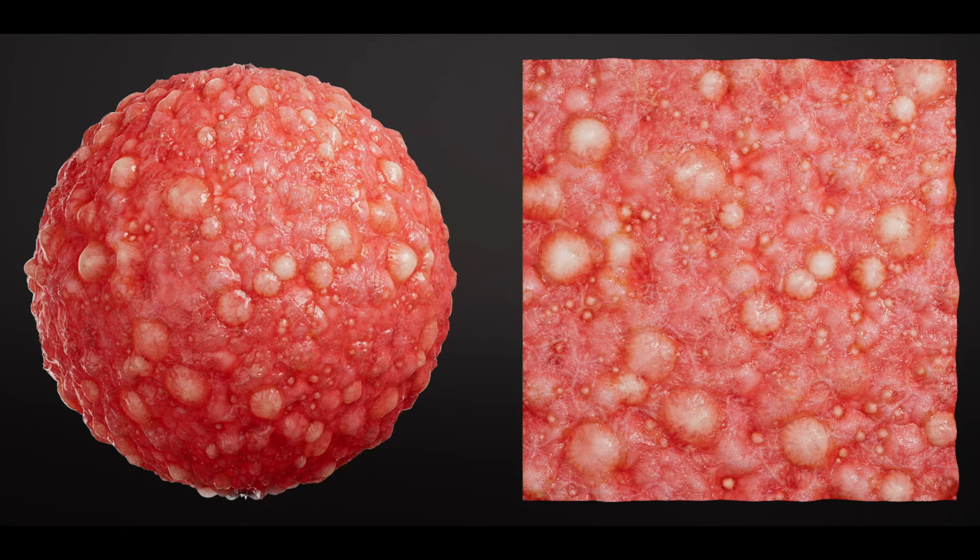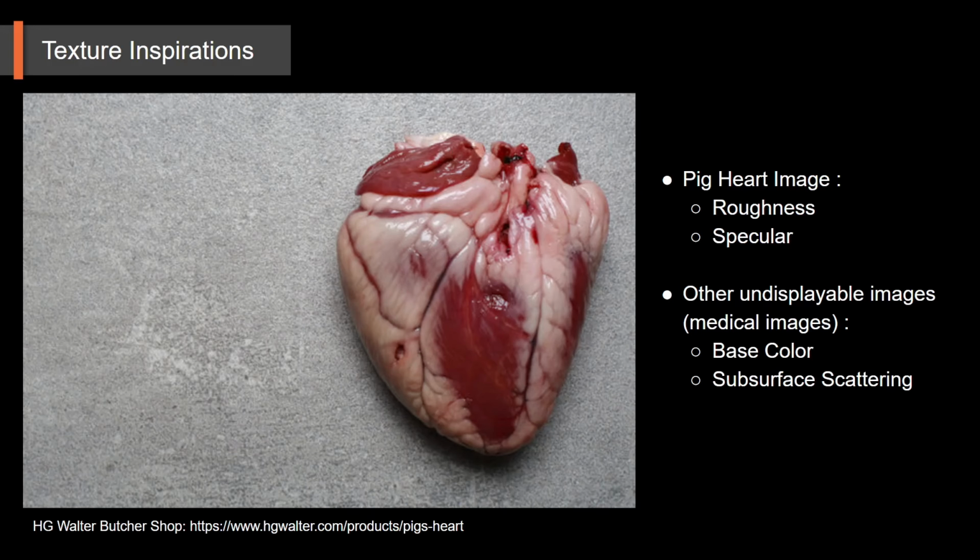My basic goal was just making something very gross, disgusting, and also organic. And here are some references. This one is from a butcher shop, and I studied roughness and specular. This is not a human heart, this is a pig heart. And there are also some undisplayable images, which are medical images, but I don't want to shock you. But I studied base color and subsurface scattering parameters with those images.